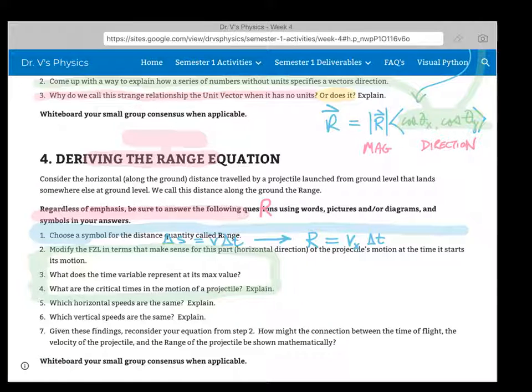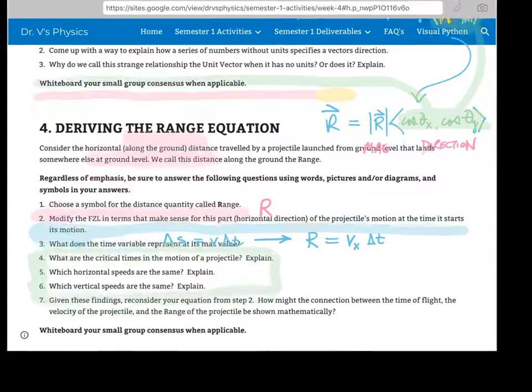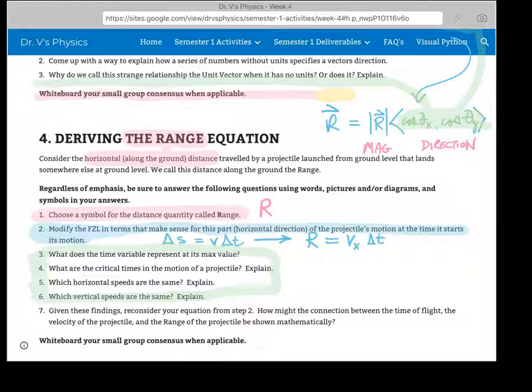Given these findings, we can expand this equation a little bit. All right, let's continue here. I think I'm going to go to a new screen here. So there's a couple of things. We need to expand our equation.